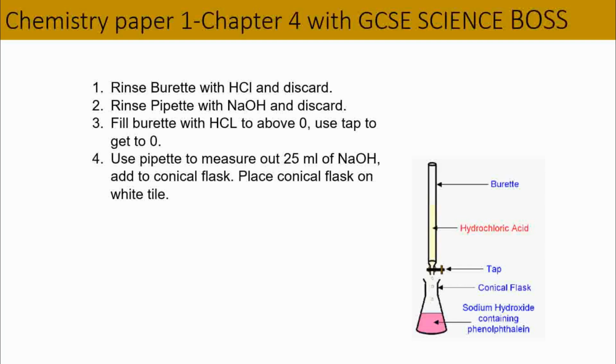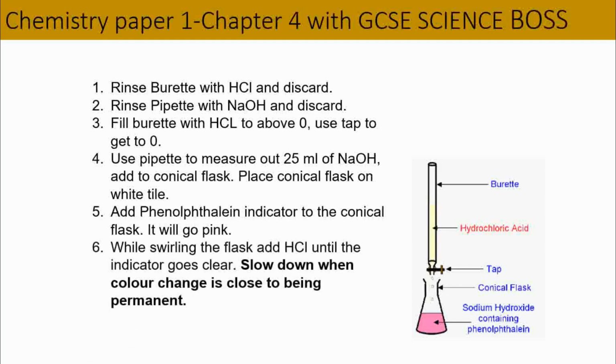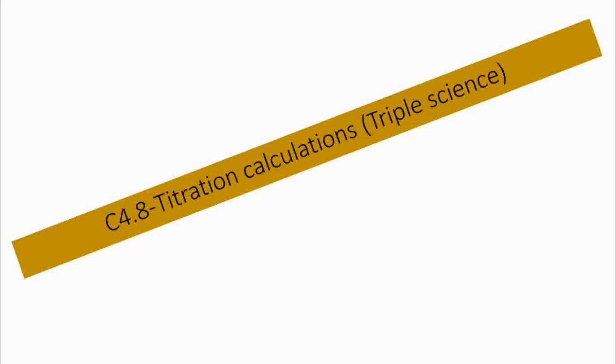Good. Then you use your pipette to measure out the 25. Then you place it on top of a white tile. You then add your indicator. It will go pink. And as soon as it goes colorless or gets close to colorless, you slow down as the color point is near. Then you repeat this over and over until you get results which are close to each other. They use the word concordant results. When you get those results, you take an average of those readings.